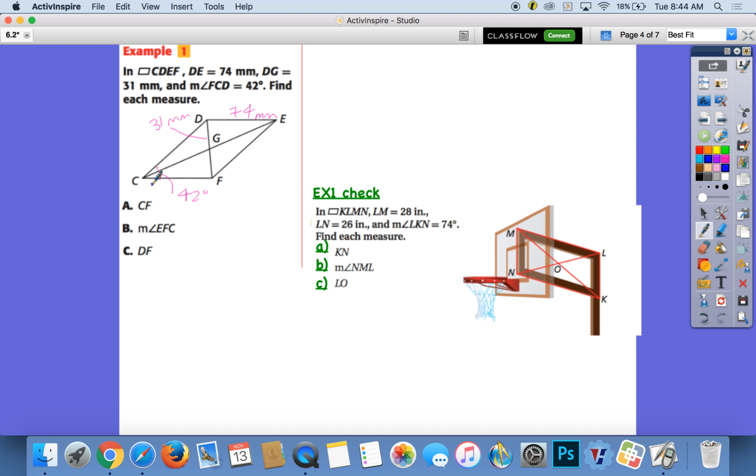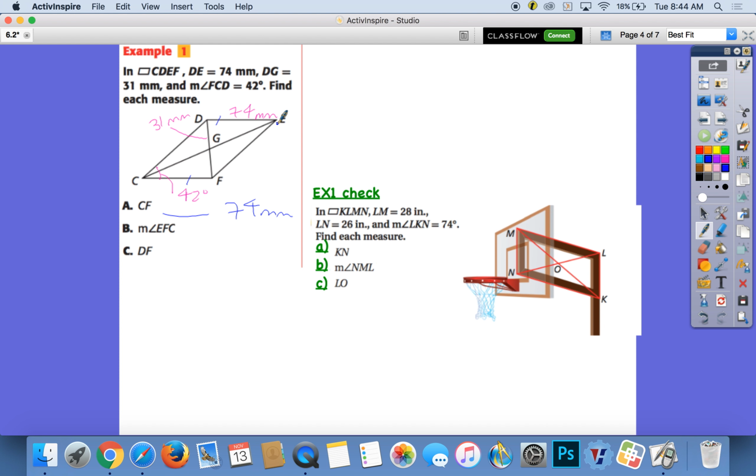It tells me it's a parallelogram, so I know these guys are congruent. So if DE is 74 millimeters, CF is going to be 74 millimeters. So similar to what you guys have done in the past. There's not a whole lot of calculations for this. You're just using your definition. Okay? Now we want to find the measure of EFC.